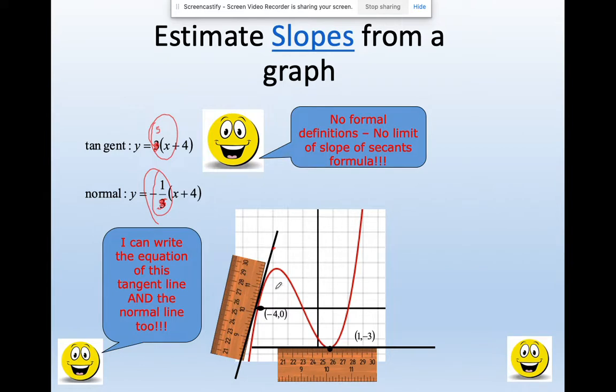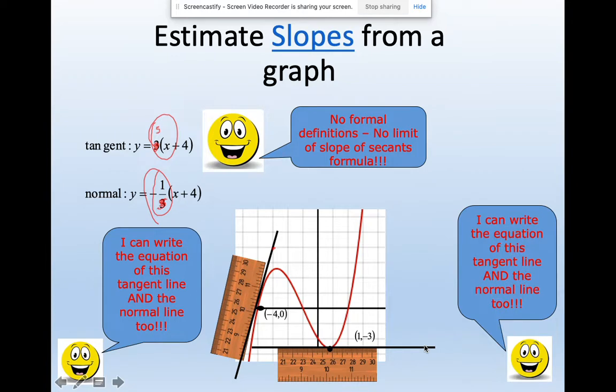Now let me show you how some really smart BC calculus kids in a hurry and under pressure mess this next question up. I want the tangent and the normal to this line. That's a flat line with a slope of 0, right? Its tangent is y is always negative 3.